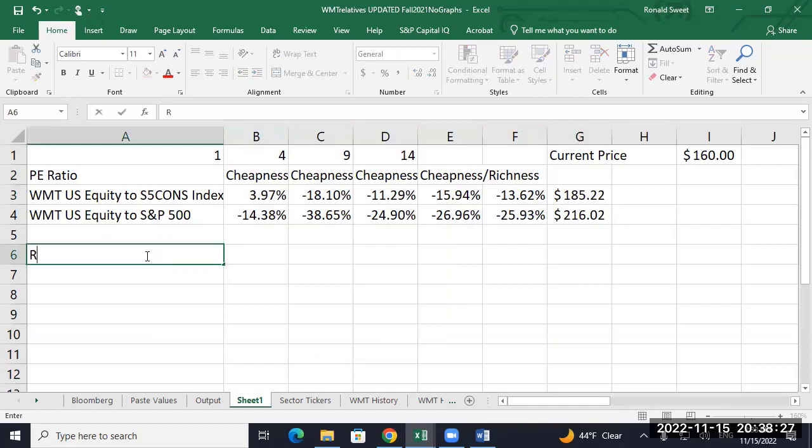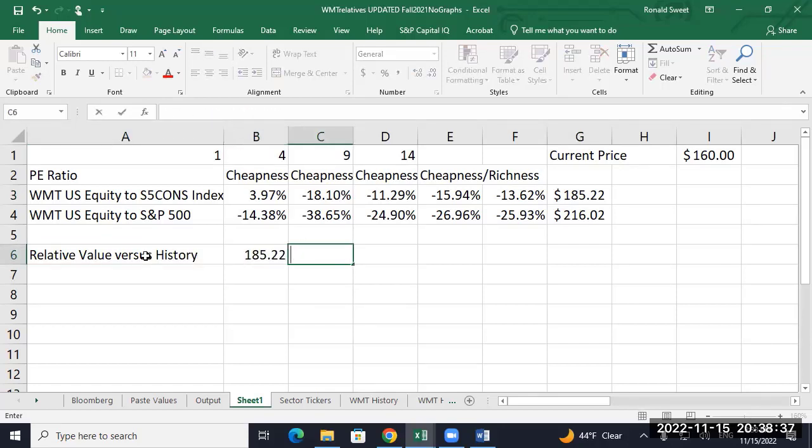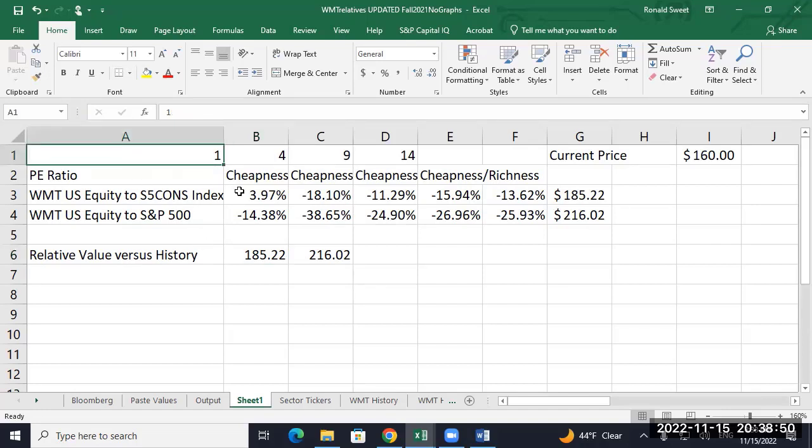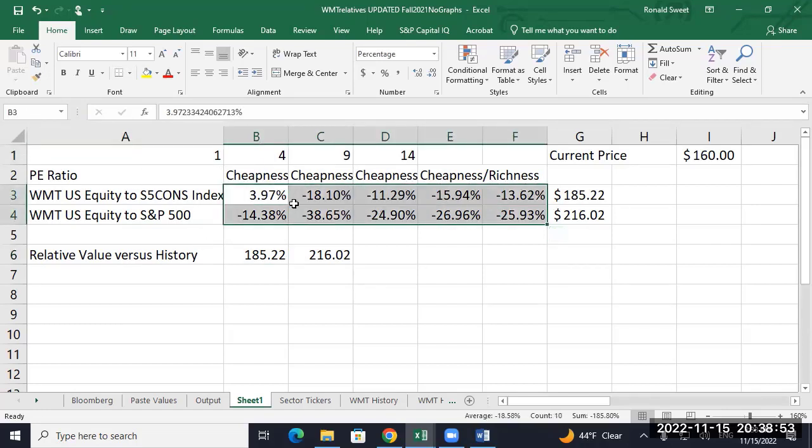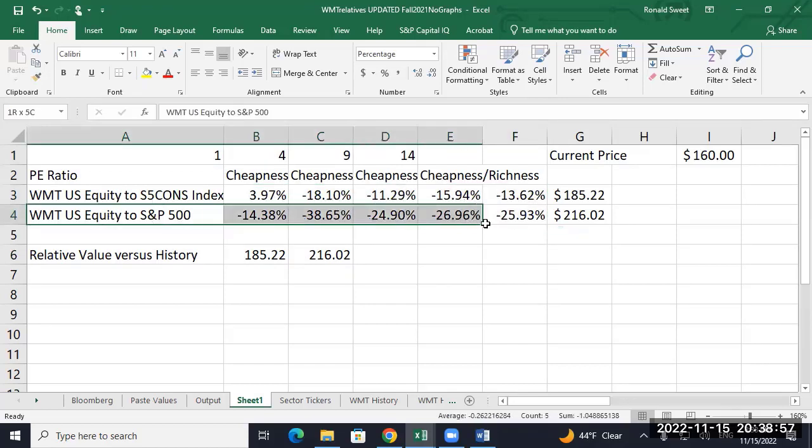So you might say relative value versus history. You think it should be somewhere between 185.22 and 216.02 or something like that. So I think you can get this file into your football chart. I wish I had another company I could show you, because I don't. Some of you on the tech side, you probably have all positive numbers there, especially versus the S&P 500, just because that's what's been running.